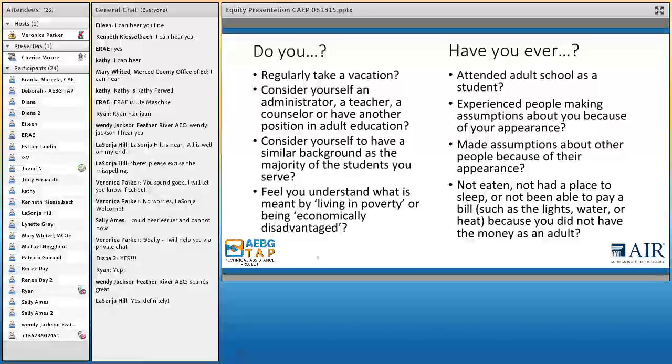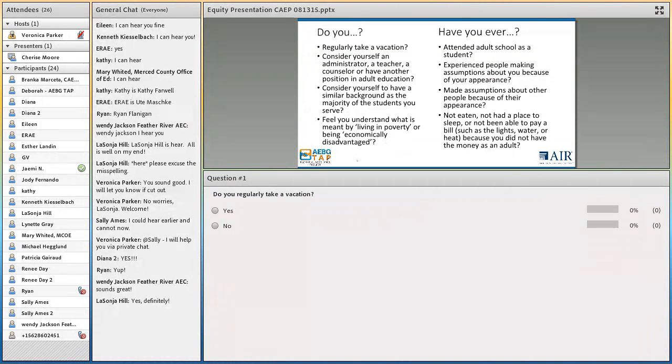So we have a poll for you to get started, and the first one is, do you regularly take a vacation? Regularly can mean once a year. I would love it to be quarterly, but do you regularly take a vacation? And there's 24 of you, so I'm just checking to see when we get close to that amount responding to this. So do you regularly take a vacation? I'll give you a few more seconds.